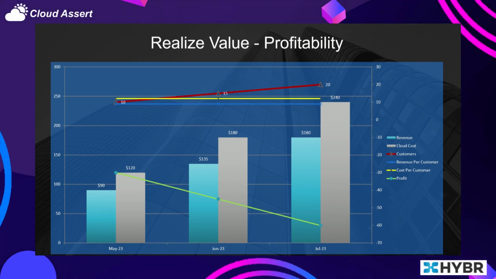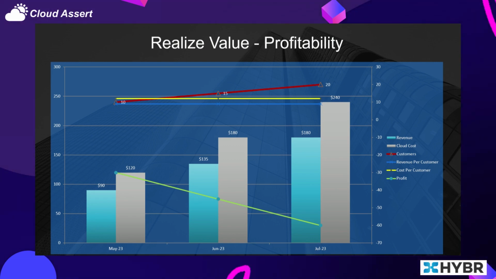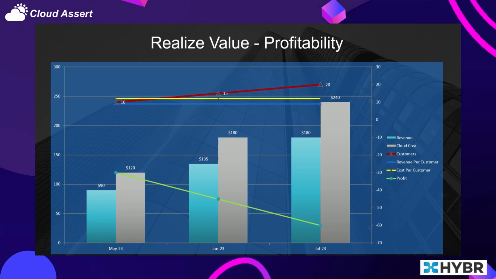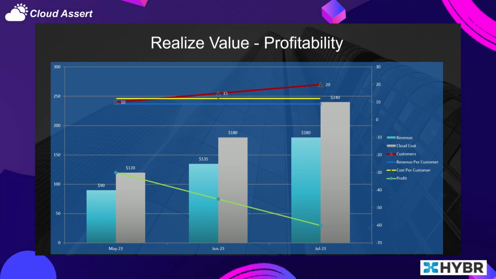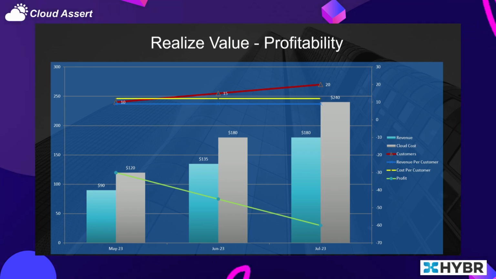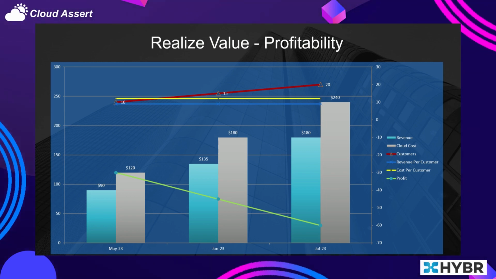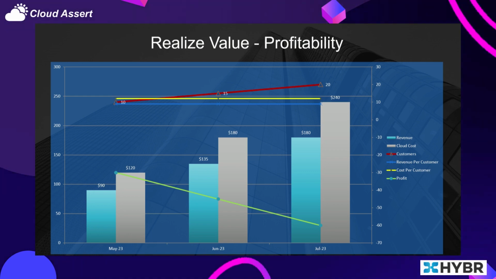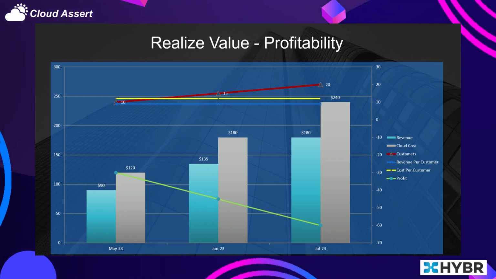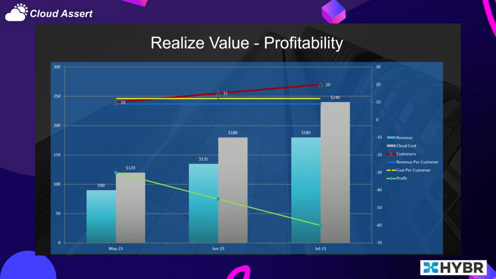and you got revenue of $90. So you have 10 customers, so it's about $9 per customer revenue, but you have the cost at $120, which translates to $12 of cost per customer. So you are not making profit in May 2023.